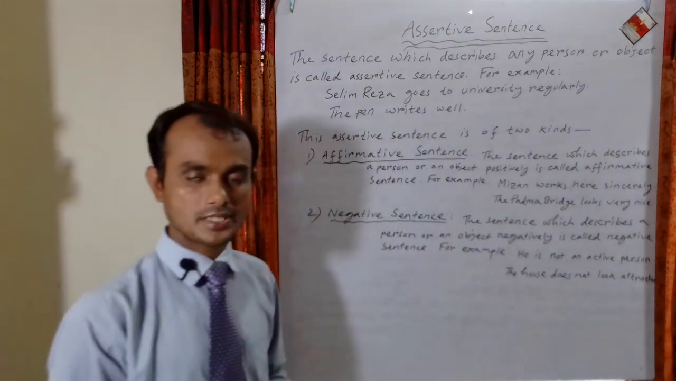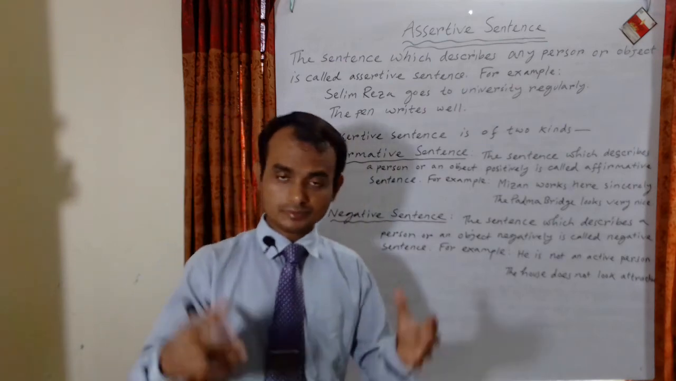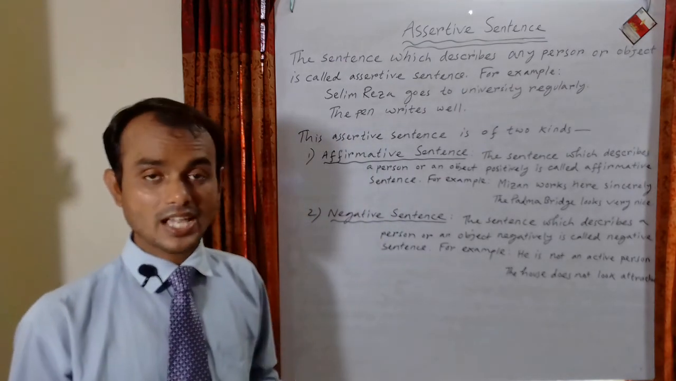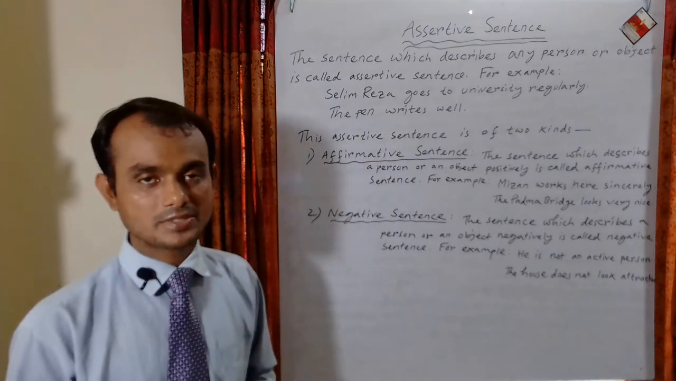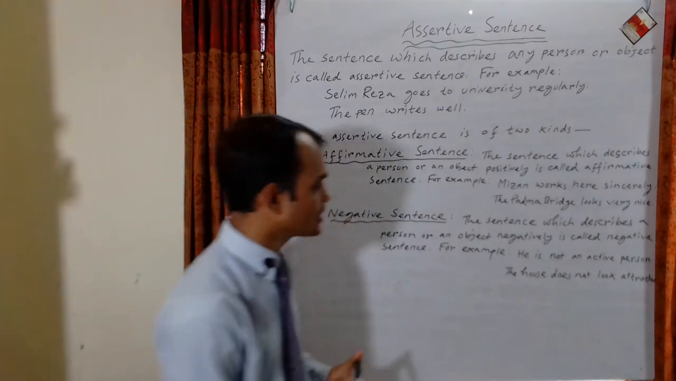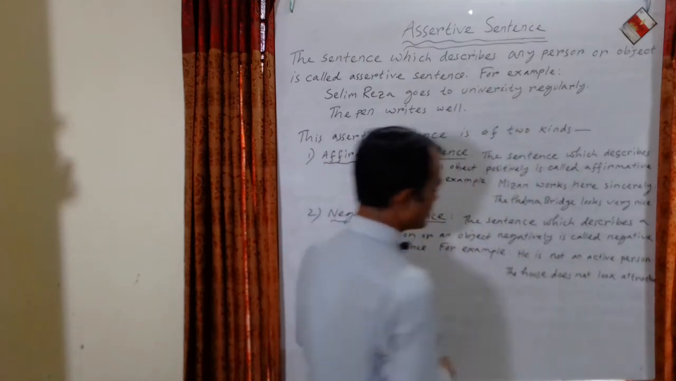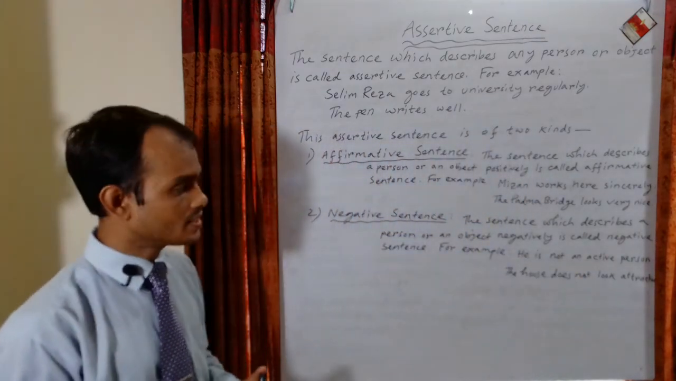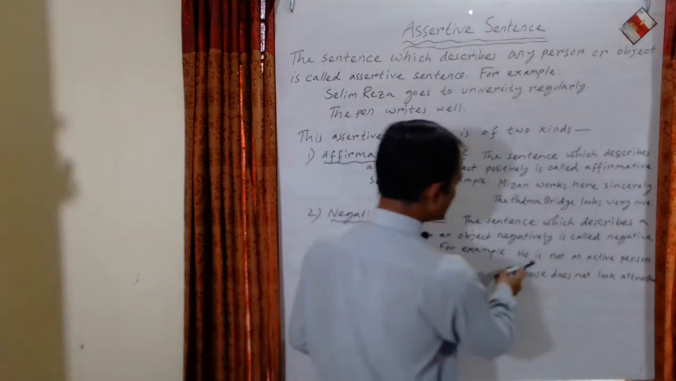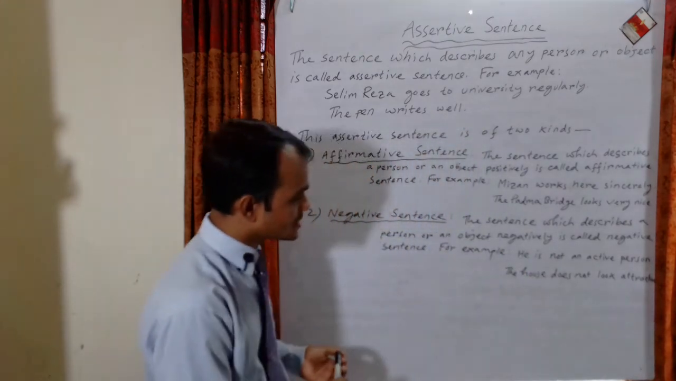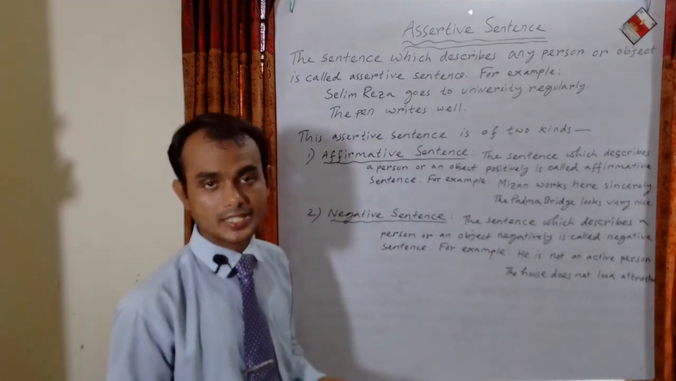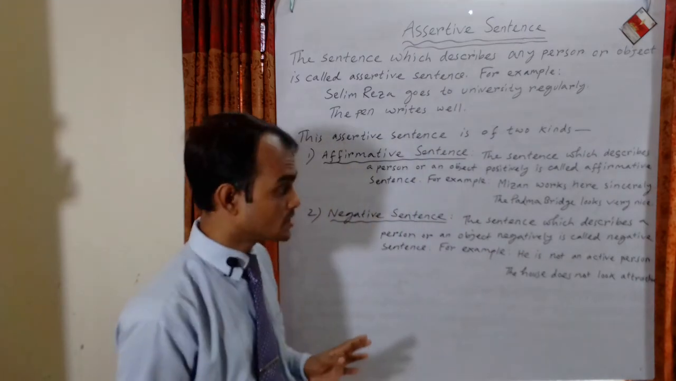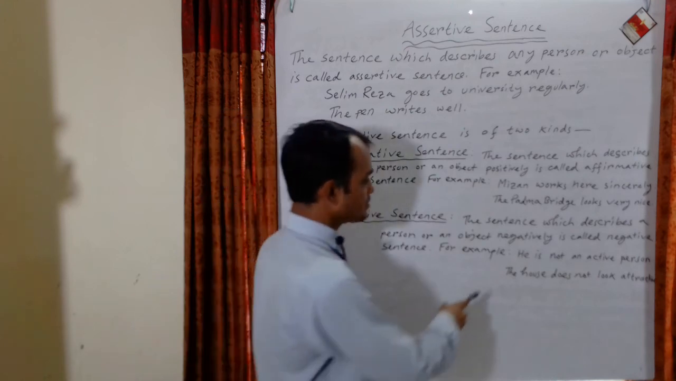The next, negative sentence. What is negative sentence? The sentence which describes any person or any object negatively is called negative sentence. For example, he is not an active person. From this sentence we find the person is he, and this sentence describes the person he negatively. He is not an active person. So this is negative sentence.